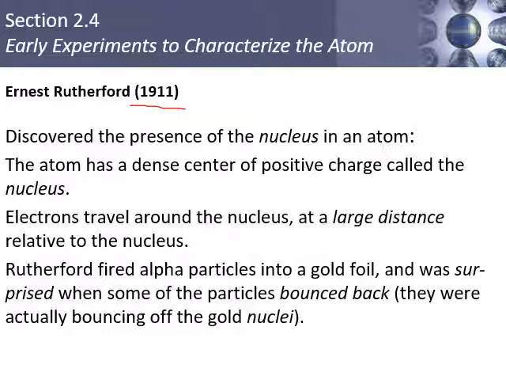His suspicion was confirmed, because when he fired these alpha particles into the gold foil, some of them bounced right back, which shouldn't have happened if the protons were spread out throughout the entire foil. So they deduced that the protons must be gathered together in these large, massive areas that we now call the nucleus. When the alpha particles hit those nuclei, they would bounce right back. When they didn't hit one, they just went right through. So most of them went right through, but a few of them would bounce back.